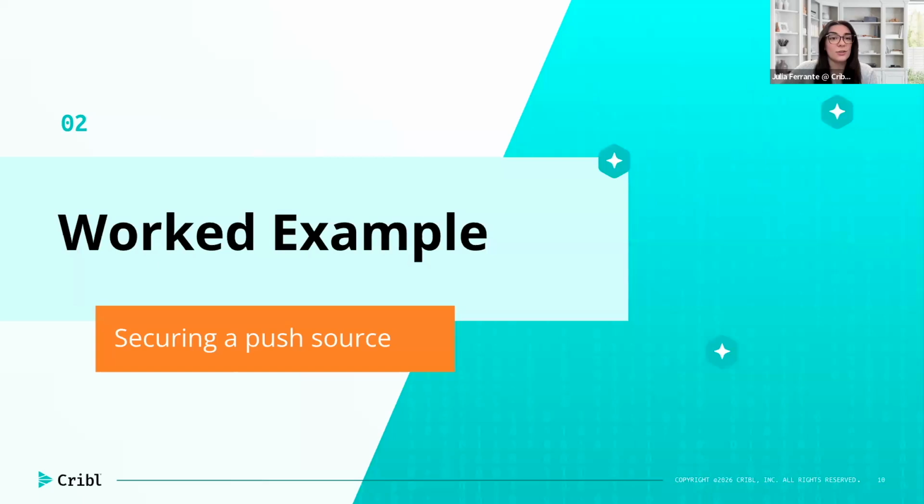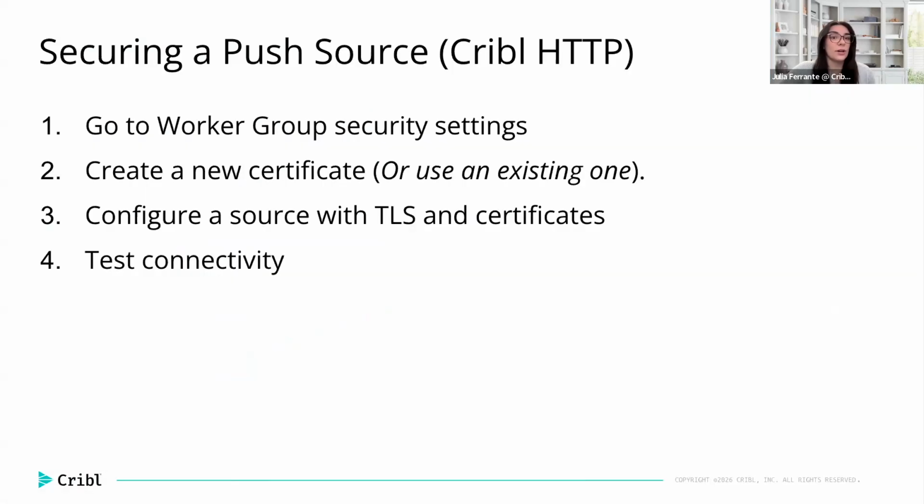So now let's talk through an example of securing a push source together. So to secure a push source, in this case, we're going to reference Cribl HTTP. You would go to worker group security settings, create a new certificate, or you can use an existing one, configure a source with TLS and certificates, and then test the connectivity.